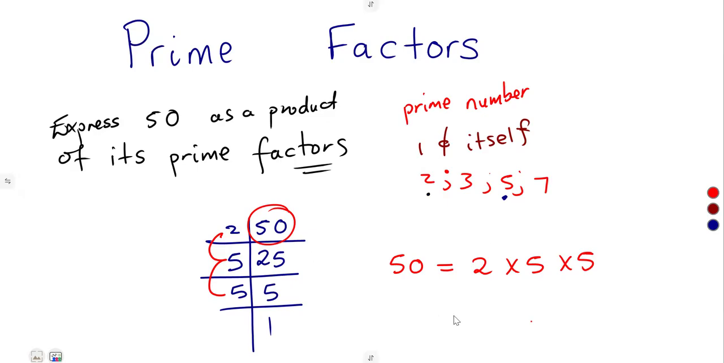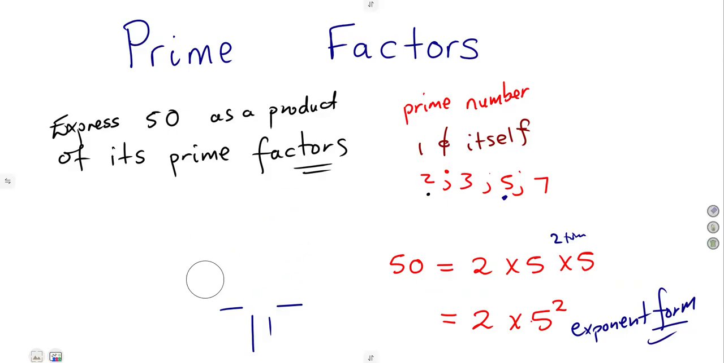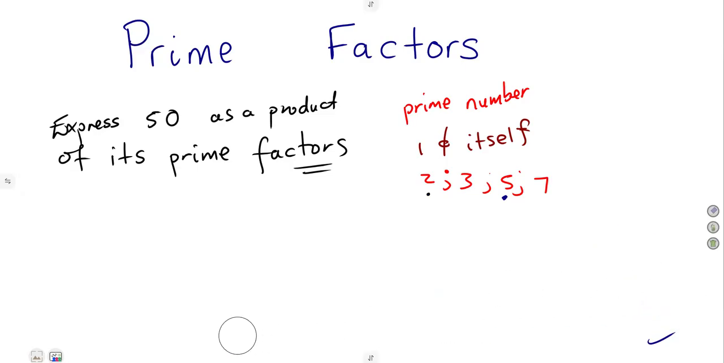In exponent form, you can write it as 2 times 5 times 5, where 5 is multiplying itself 2 times. So that's 5 to the exponent of 2. This is in exponent form. Here we just expressed it as a product of its prime factors in a normal format. So guys, you see, it's just basic. Just know your prime numbers, and you're done.